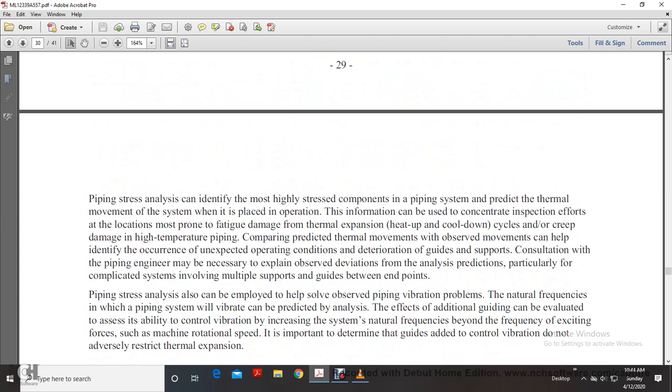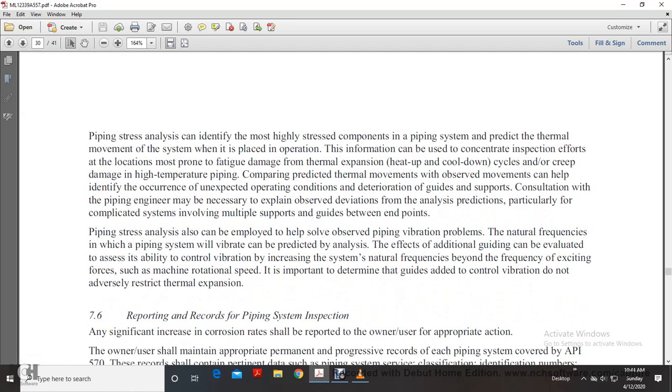Piping stress analysis can identify the most highly stressed components of the piping system and predict the thermal movement of the system placed in operation. This information can be used to concentrate inspection efforts at the locations most prone to fatigue damage from thermal expansion, heat-up and cool-down cycles, and creep damage of high temperature piping. Comparing predicted thermal movements with observed movements can help identify the occurrence of unexpected operating conditions and deterioration of guides and supports. Consultation with the piping engineer may be necessary, for example, to determine observed deviation from the analysis prediction, in particular with complicated systems involving multiple support guides between the endpoints.